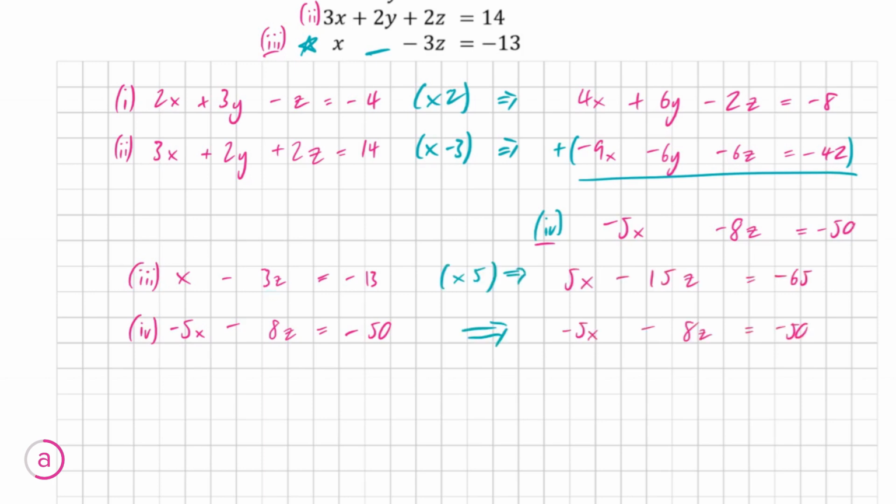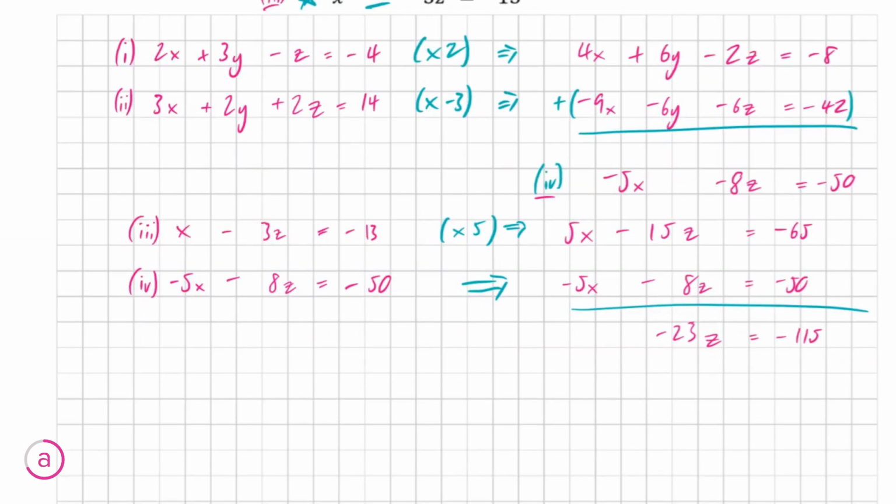So now multiplying equation 3 by 5, we're going to get 5x minus 15z is equal to minus 65, and even our other equation number 4 that we found above, just letting that be the same because we don't need to change that. And as you can see, we've got a positive and a negative coefficient, the modulus value of which is both 5, so that makes it possible for us to get rid of x. And we're left with minus 23z is equal to minus 115, which means that after dividing across by minus 23, we get that z is equal to 5.